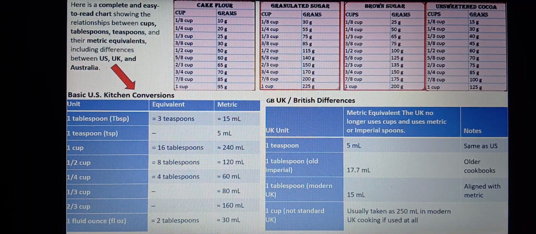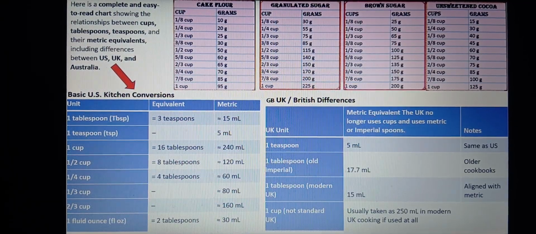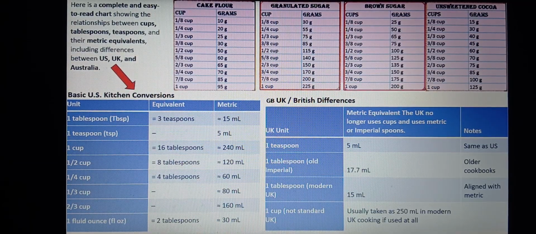Here's a complete and easy to read chart showing the relationship between cups, tablespoons, teaspoons, and their metric equivalents, including the differences between US, UK, and Australia. Again, have a look at all these different values and keep them handy for your whole house, because you never know when you're going to come across some recipe somewhere and be confronted with these conversions. If only everybody just used the metric scale, it would have made life so much easier. But unfortunately, we are confronted with these two systems on a daily basis.